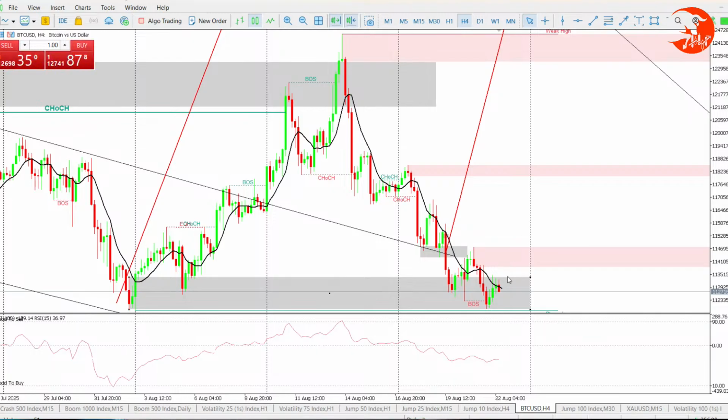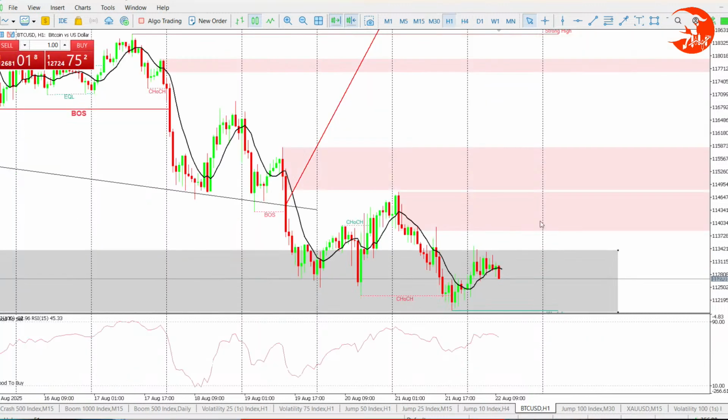Sellers are still in control. We haven't seen any, yes, that was a change of character. We have been in a downtrend according to H4. So currently we cannot anticipate buys unless we get a reversal signal right here.